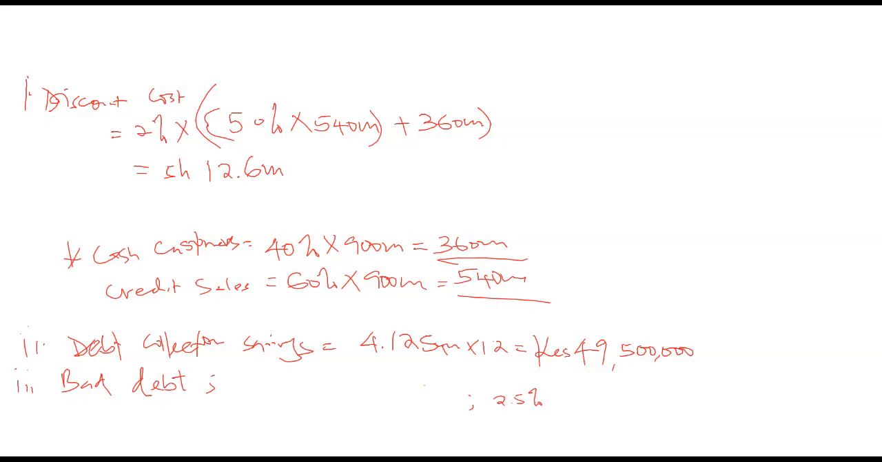So the decrease will simply be the difference, equal to 2.5% minus 2% times the credit sales, which is 540 million. We get how much? A decrease in the bad debt of 2.7 million. You get 2.7 million as the decrease in the company's bad debt. This is a saving to the company. So you're done with that.